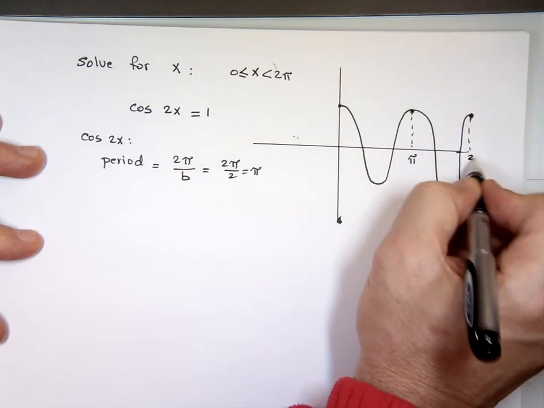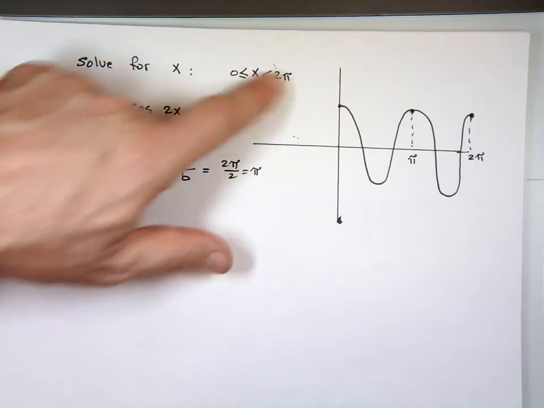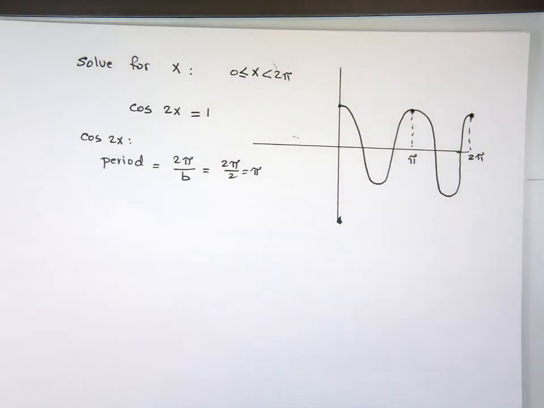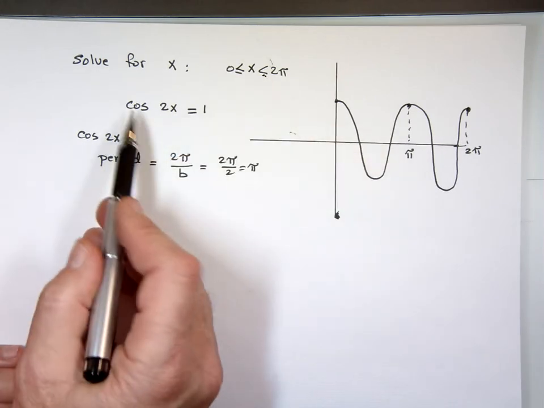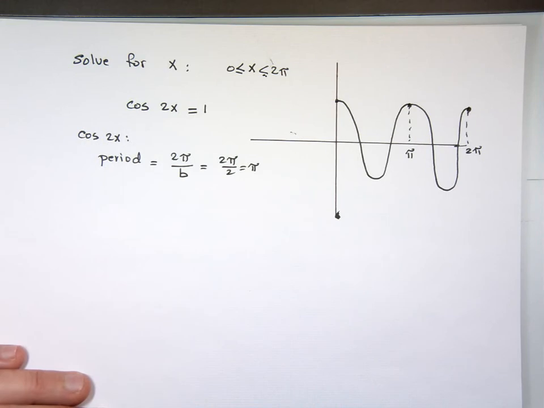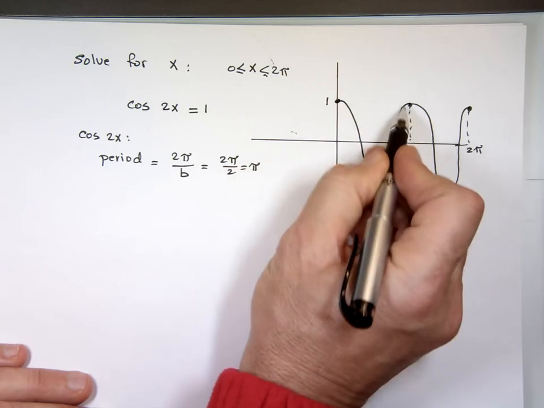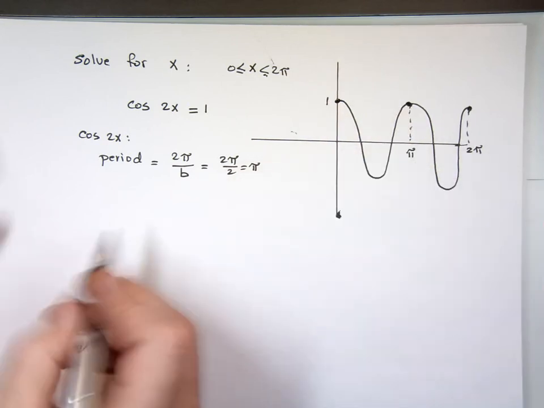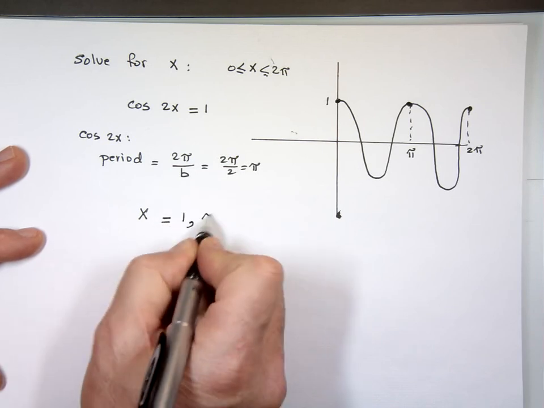They're saying x between 0 and 2 pi, not including that one. So notice there's no equal sign. So the question, where's cosine of 2x equal to 1? I see two solutions. I see it right here, and I see it right here. Because the function repeats itself.